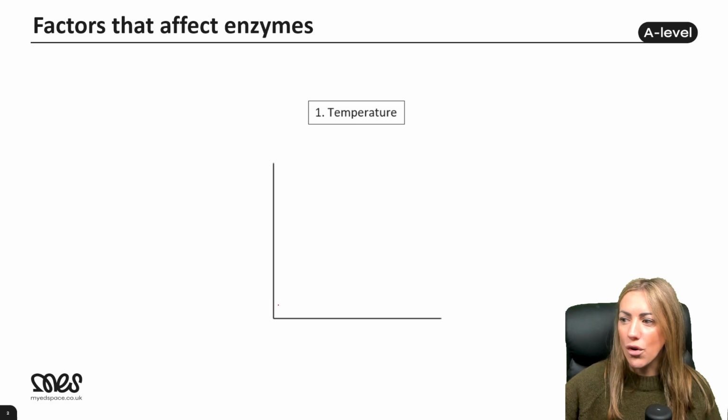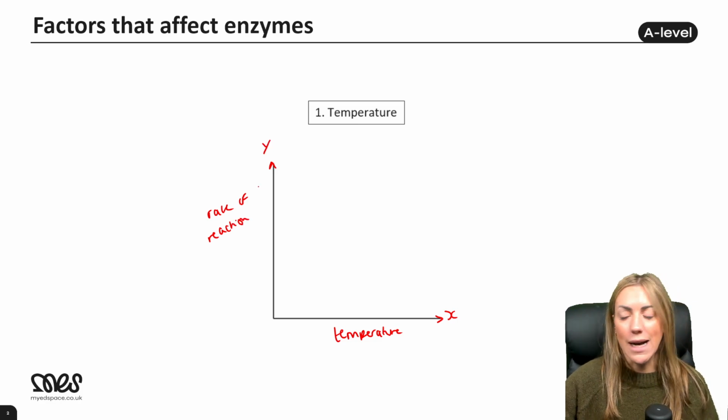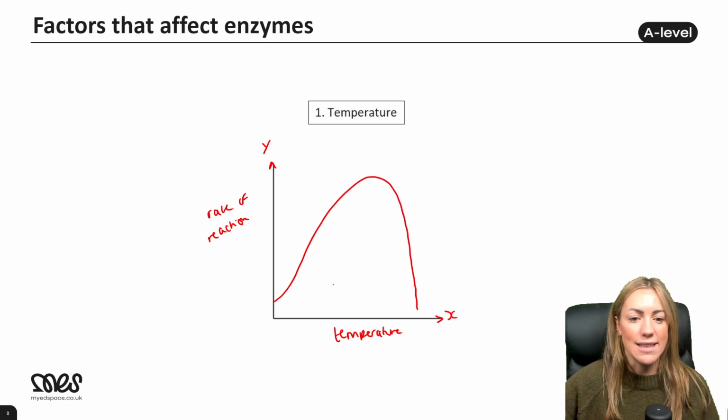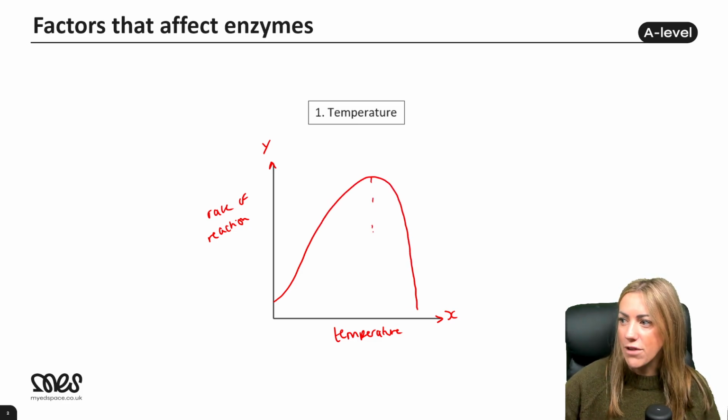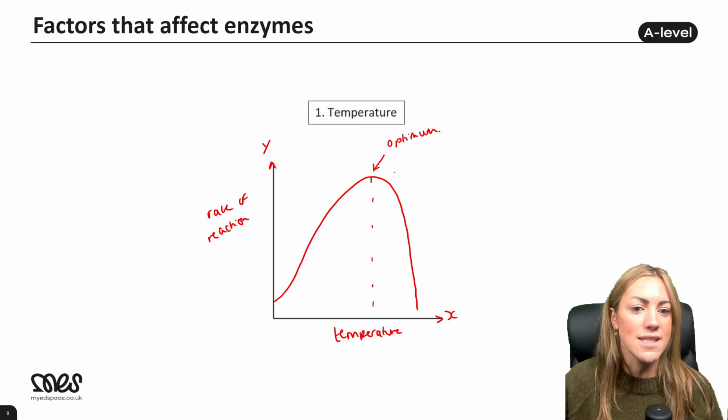So if we draw the shape of the graph, in fact, I need to label the axes first, don't I? So on the x-axis, which is the one that goes across at the bottom, I'm going to put temperature. Okay, so temperature is increasing. And on this axis, I'm going to put rate of reaction. And this is obviously our y-axis that goes up high. The graph would look something like this, yeah? And you've got your fastest rate of reaction here. So this would be our optimum temperature, which is the temperature that the enzymes work best at, or the rate of reaction will be fastest at.